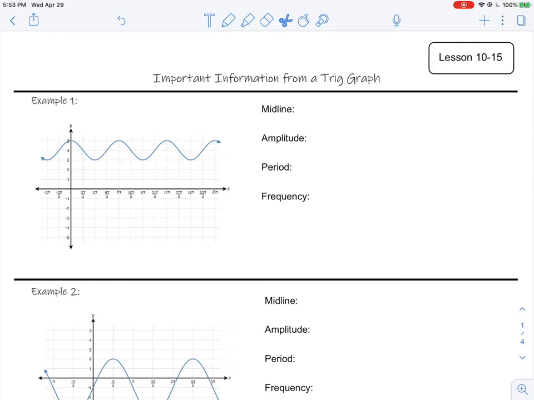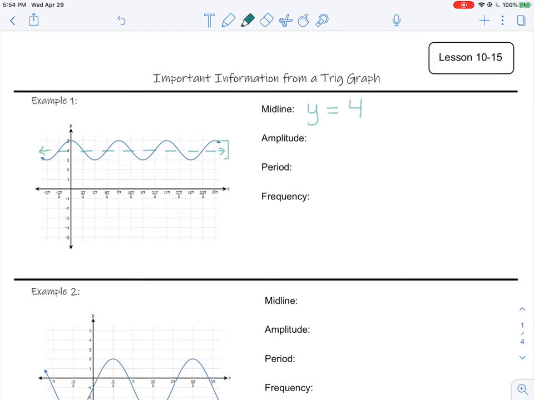So first thing is our midline. If I'm looking for my midline, that is the middle of my graph. So I like to see how many boxes apart. There are 2 boxes apart, so in the middle of that would be here at 4. Now your midline is always an equation of this line. And since the 4 is your y value, we write it as an equation of y equals 4.